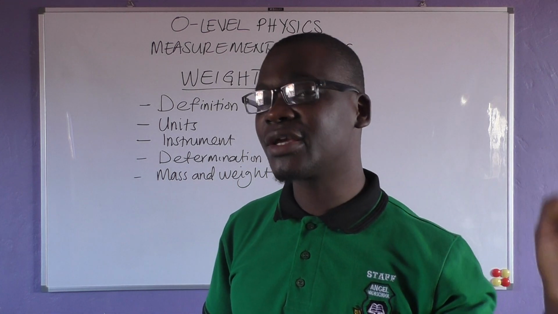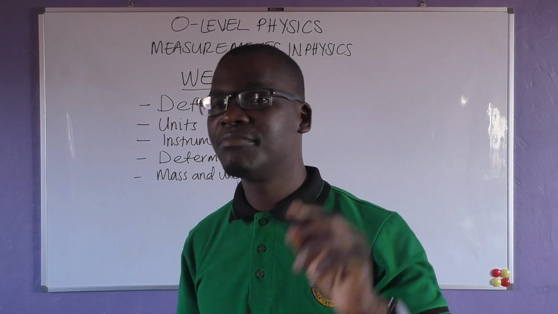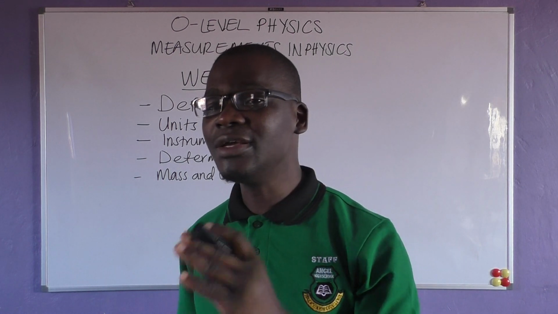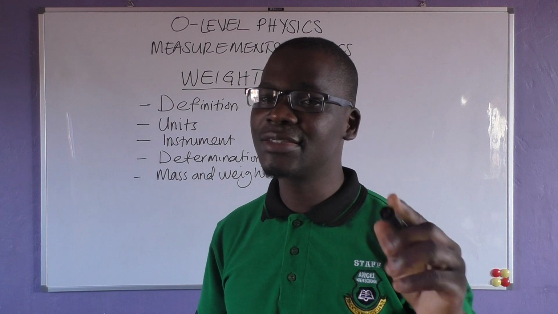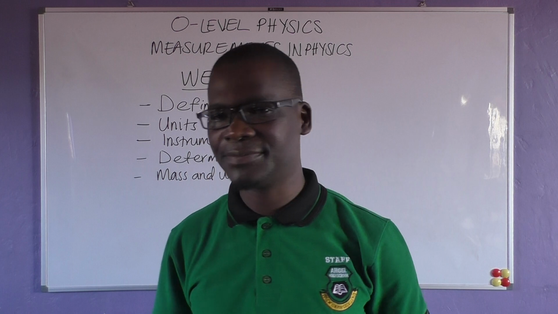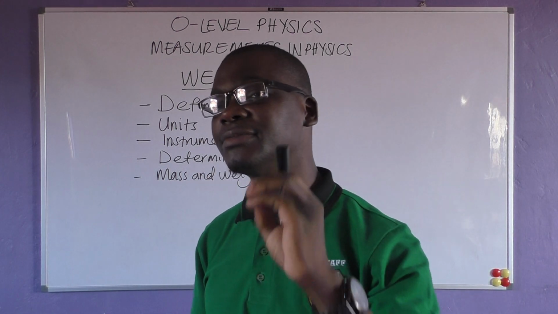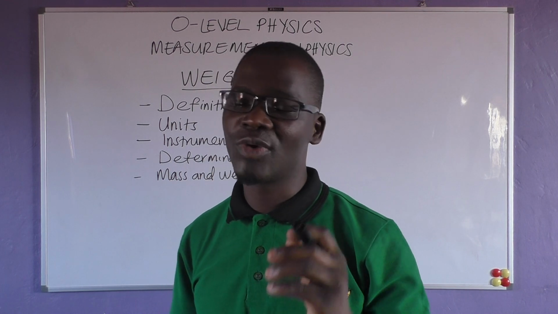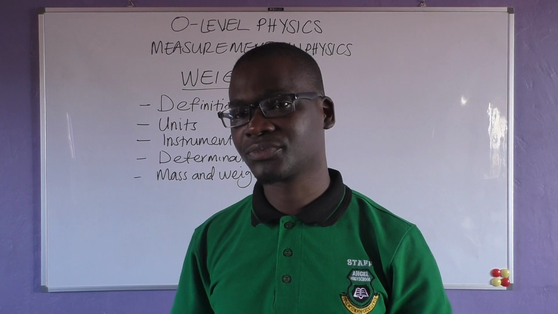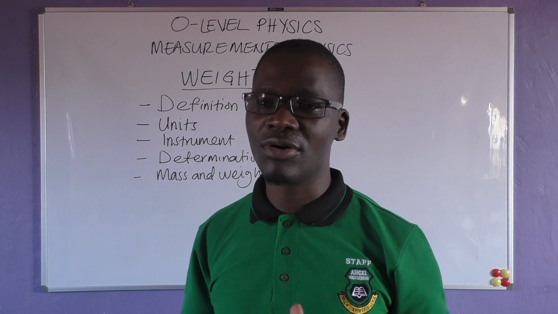Mass is measured in kilograms, whereas weight is measured in newtons. Mass is a fundamental quantity, whereas weight is a derived quantity. Mass is a scalar quantity, whereas weight is a vector quantity. Mass is constant, whereas weight varies from one place to another. But we do that in a table. We don't use statements. So that is all about weight.